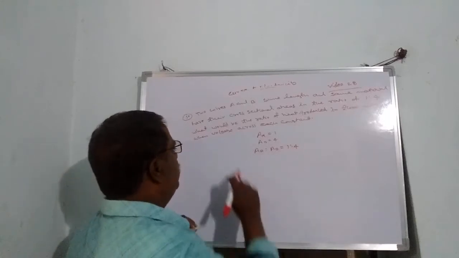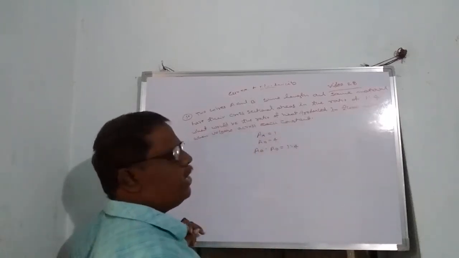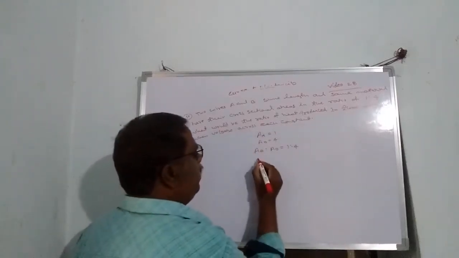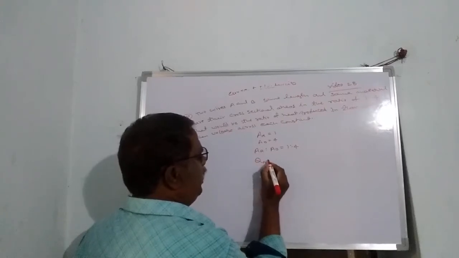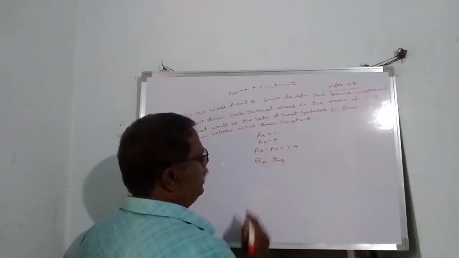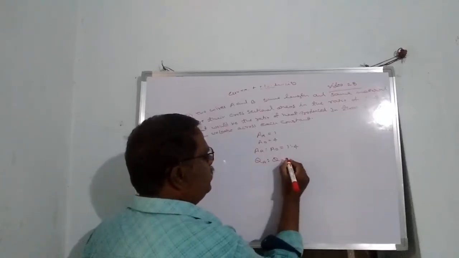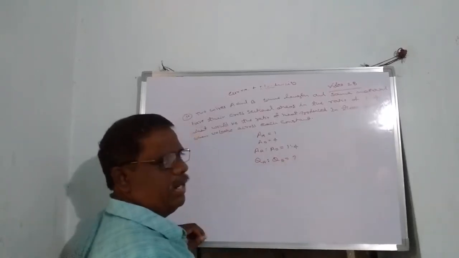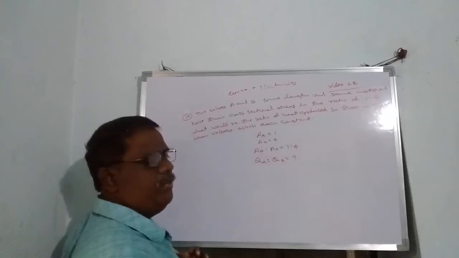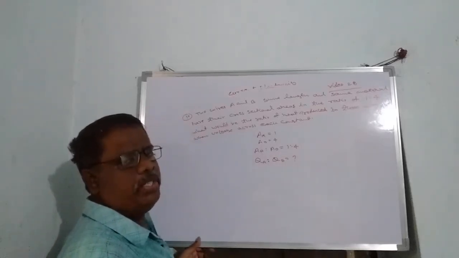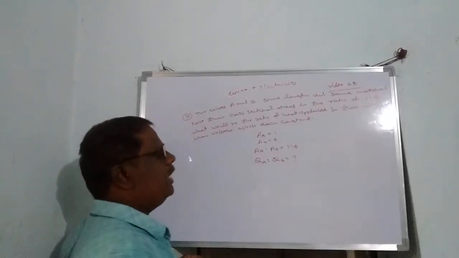So, given the areas of cross section, what would be the ratio of heat produced? Let us say the quantity of heat produced in wire A is QA, and the quantity of heat produced in wire B is QB. What is the ratio between them? This will be the question. What is the relation between the quantity of heat produced and the area of cross section?